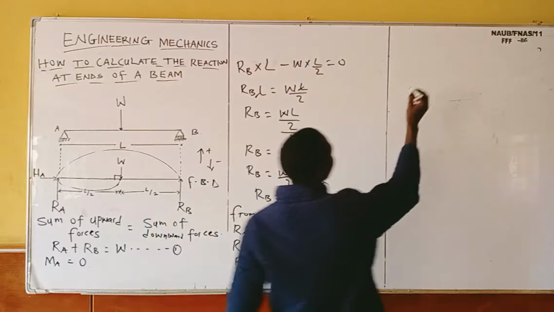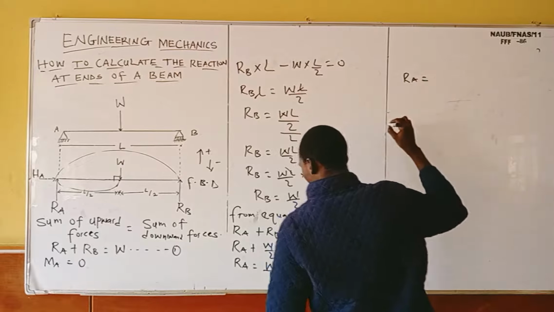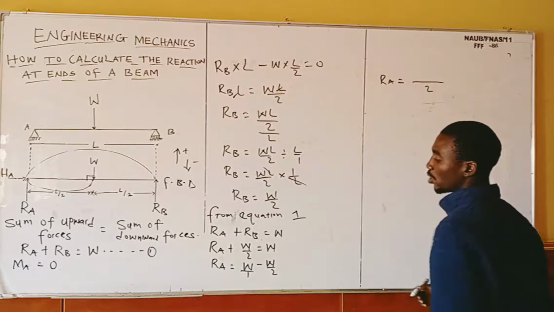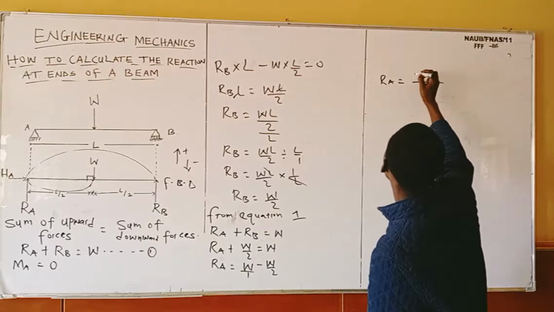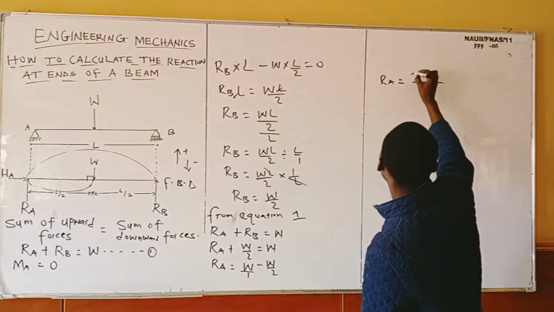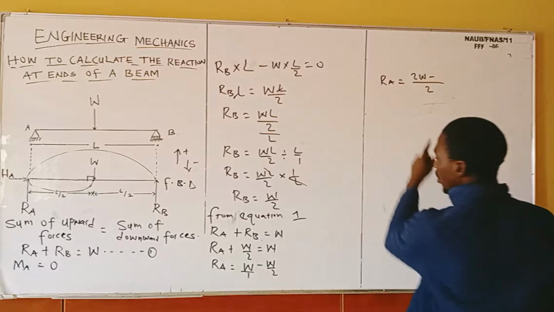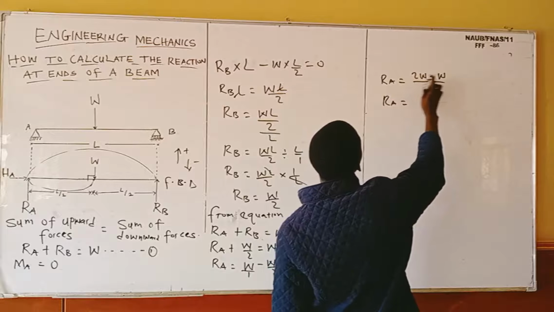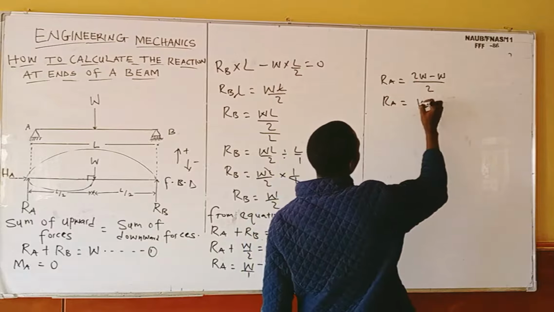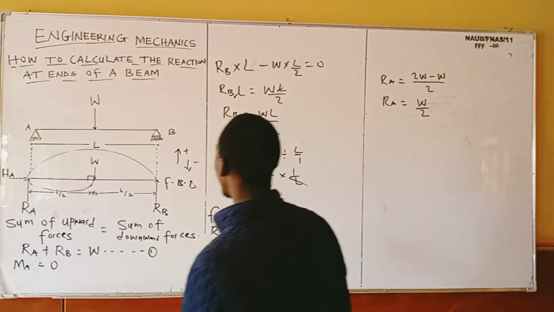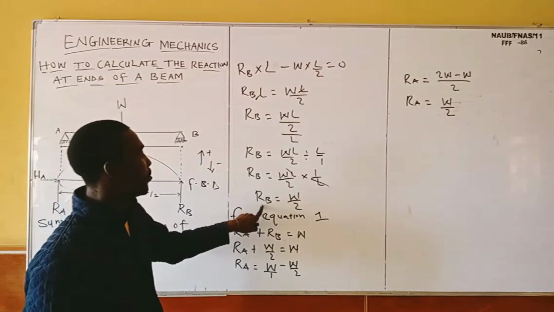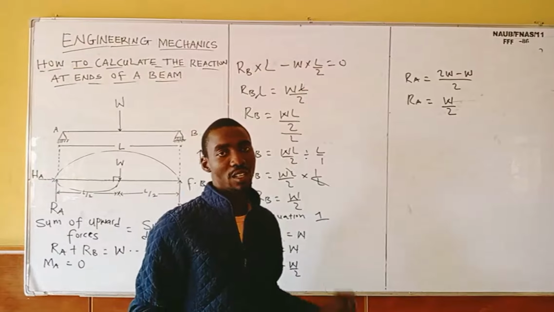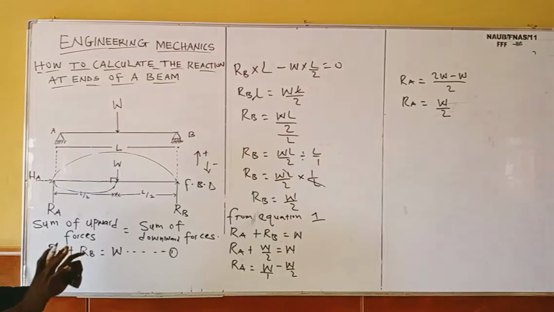So R_A will be equal to, you find the LCM of 1 and 2, which is 2. And 1 in 2 is 2. 2 times W is 2W. We have 2W minus W, since 2 in 2 is 1 and 1 times W is W. So R_A is equal to 2W minus W over 2, which is W over 2. So you can see that our R_B is equal to W over 2, and our R_A is equal to W over 2.